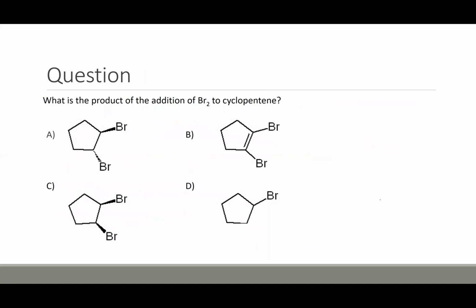So in the case of a bromine addition to cyclopentene, what would be our particular product? If cyclopentene looks like this, a five-membered ring with a double bond, we would add our bromines onto this double bond one at a time. And because of that halonium ion, you would add bromines anti to each other. So there is stereospecificity. These would be opposite of each other, one up, one down. So our answer should be A.